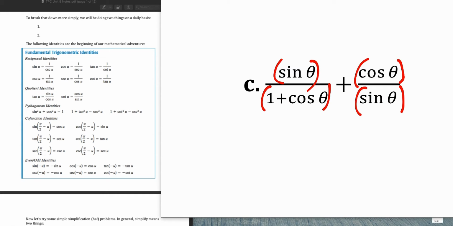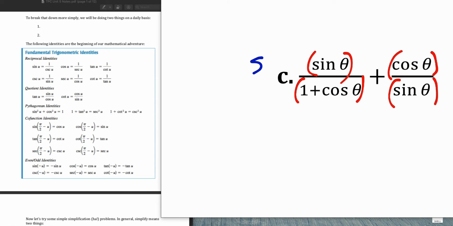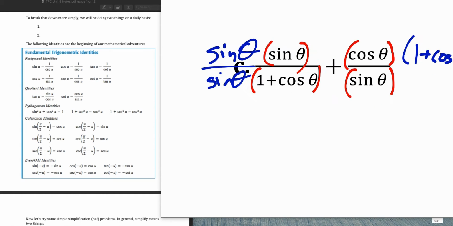In other words, we're going to multiply the left fraction by the sine of theta both on top and on bottom. And then for the other fraction, we're going to multiply by 1 plus cosine of theta in the numerator and in the denominator.